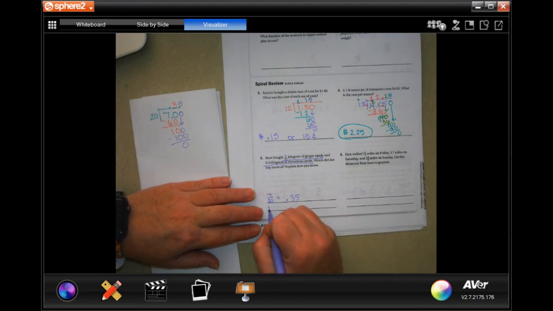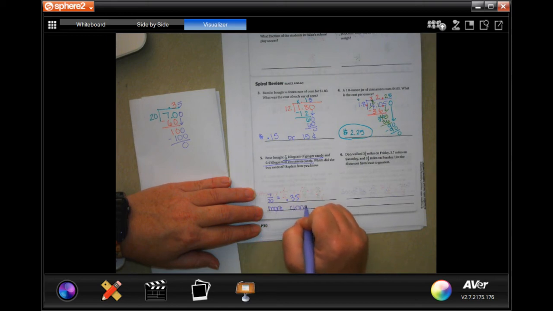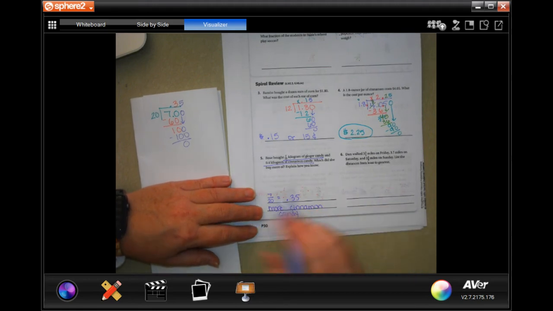So, more cinnamon candy. Okay? And this explains how you know that.